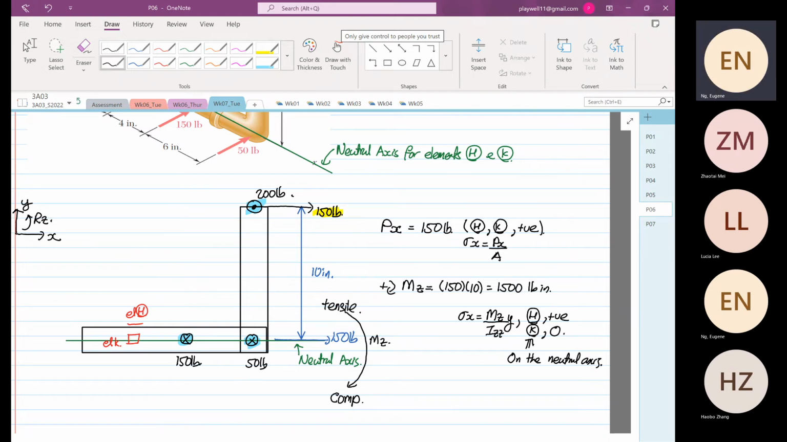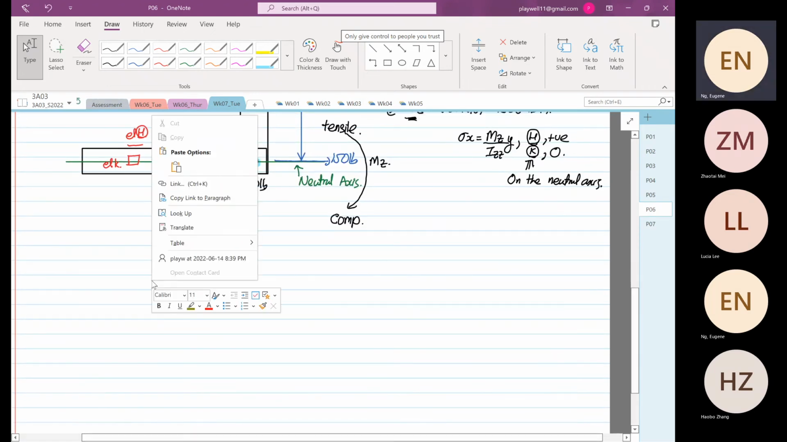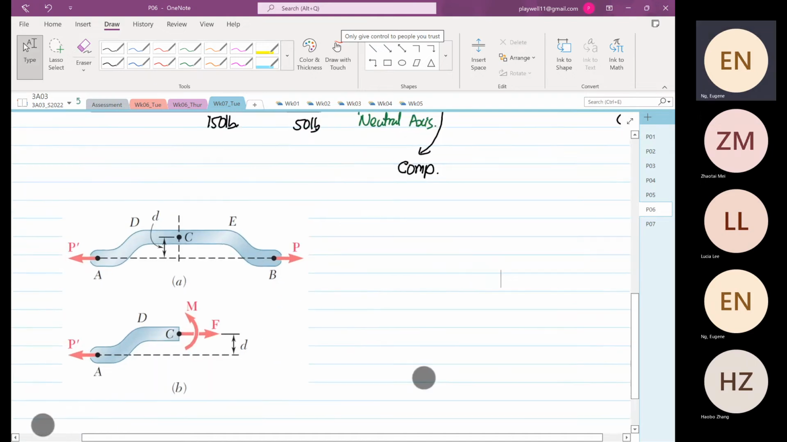Now, students tend to get confused with this. Mz is not so confusing, but students tend to be very confused with what? Px. Why is it Px? We have to move it down to the axial load, to the neutral axis, to consider it under axial load. We have learned this before. If we were to reflect into this diagram, you have seen this before. I think we taught this in week 2. So if we were to do some revision, let's call this revision.